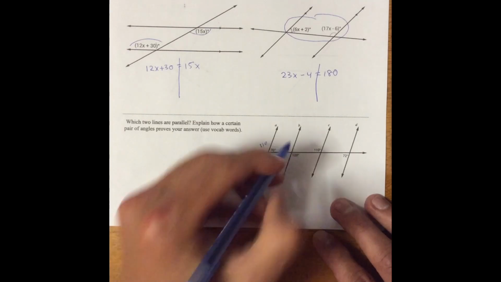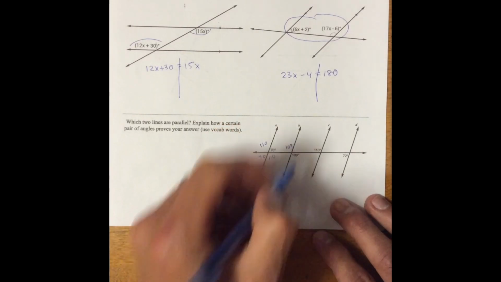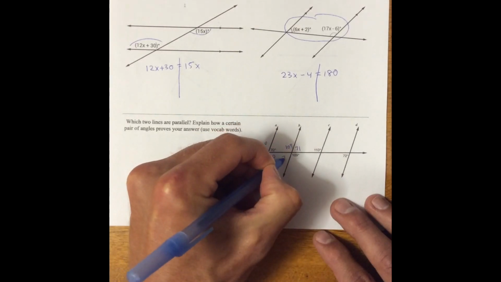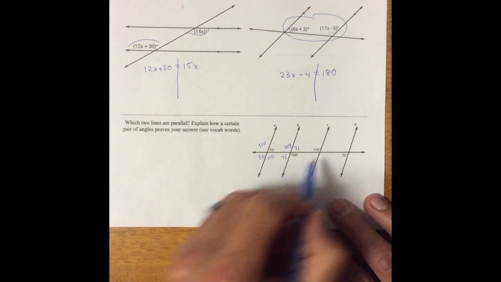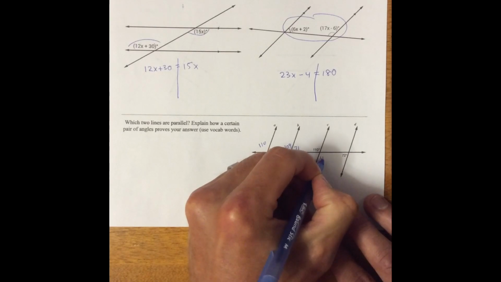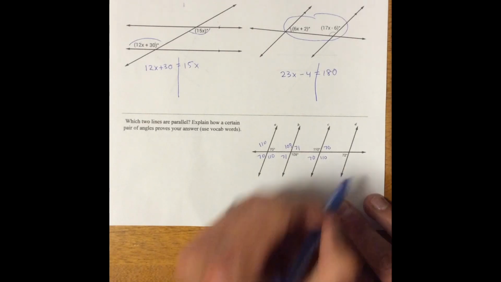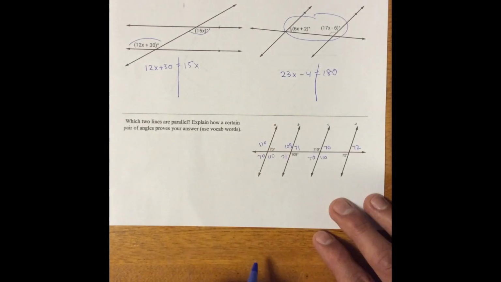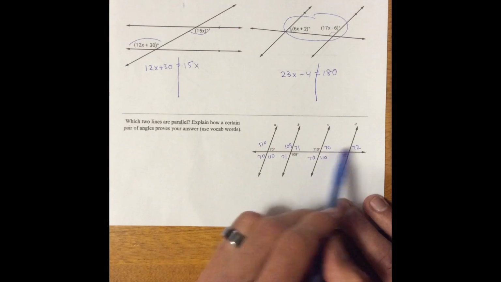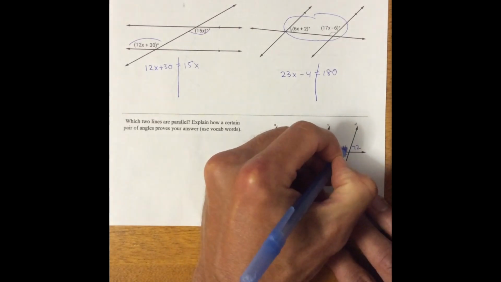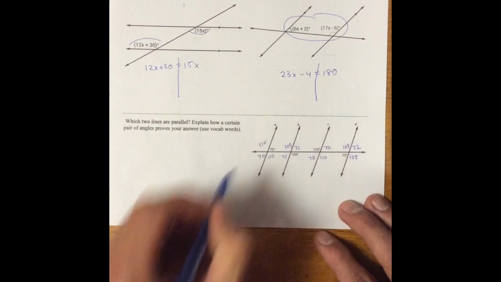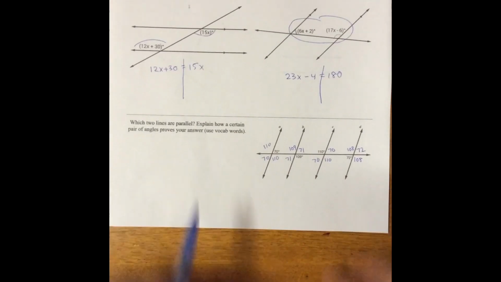Now, if this is 109, this would be 109, and then subtract from 180 to get 71, and 71. Okay, keep going. How about the next one? 110, vertical angle 110, and then it'd have to be 70 and 70. And now the last one, 72 and 72. And then the other one would be subtract that from 180 to get, I believe, 108 and 108.